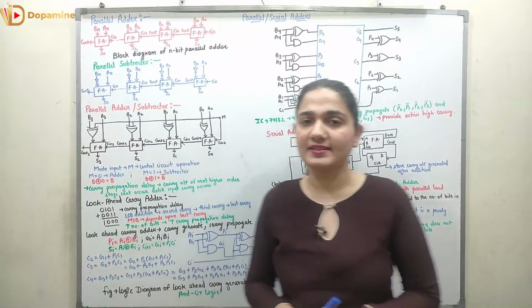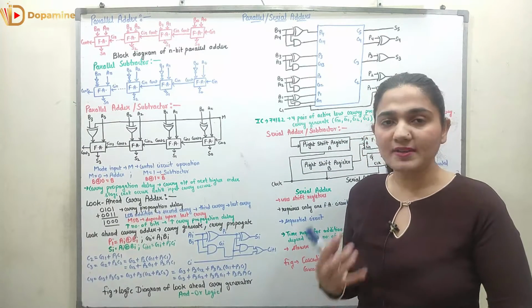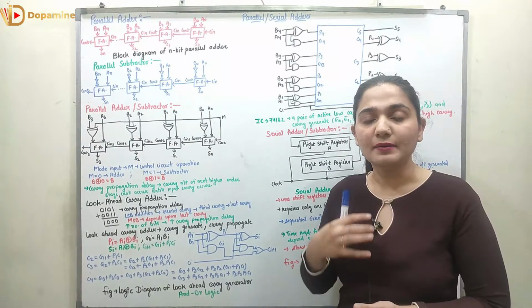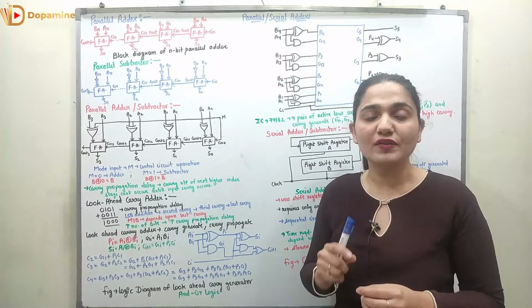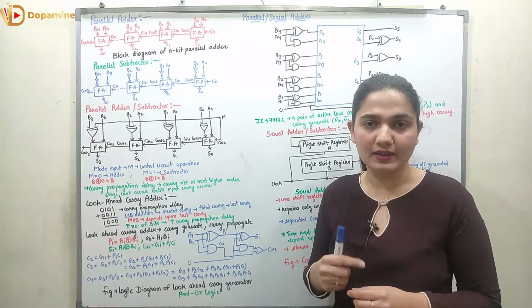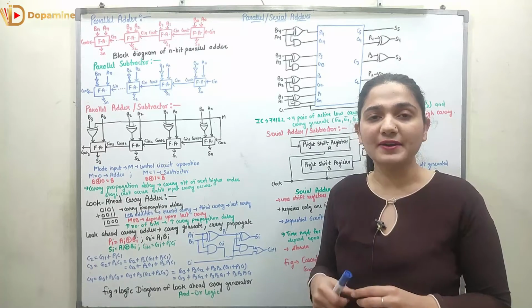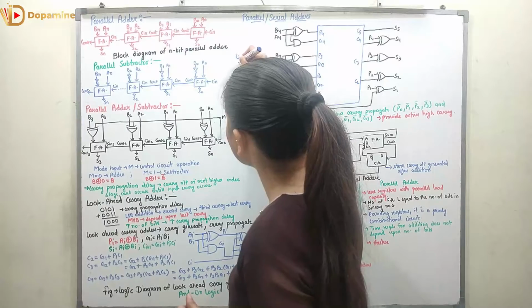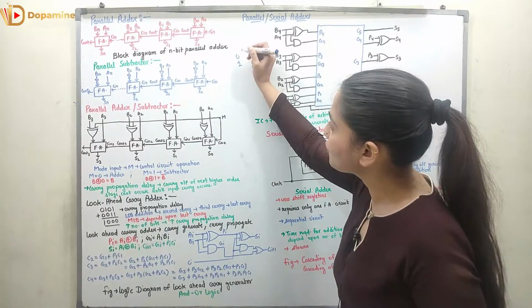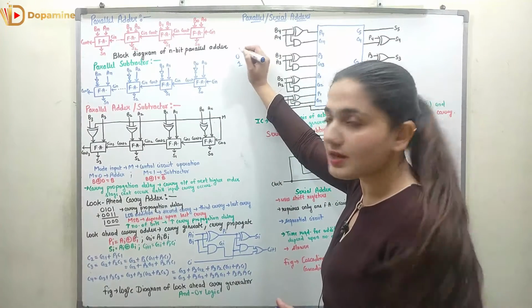So let's start our discussion with the parallel adder. What is a parallel adder? The parallel adder is composed of various full adders, right? So if I have one bit in the given number, I can add one bit with one full adder, right? So if the two numbers are like this, if I want to add these two bits, I can use a single full adder.